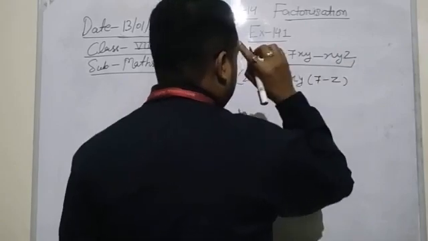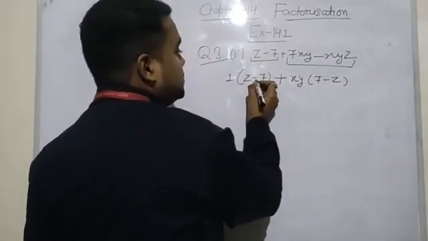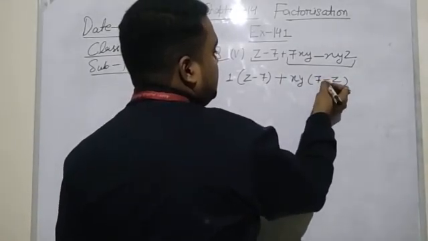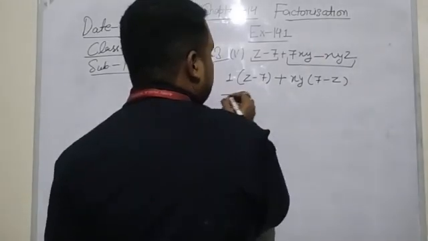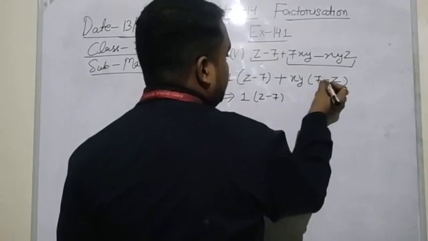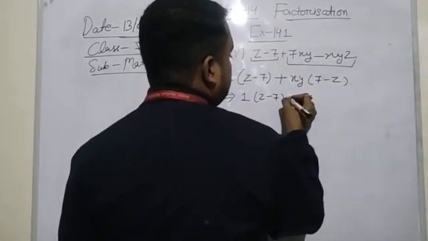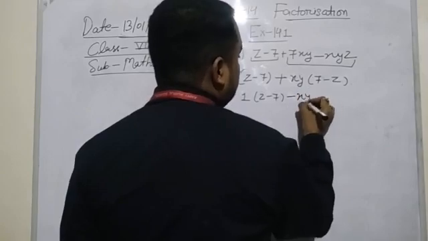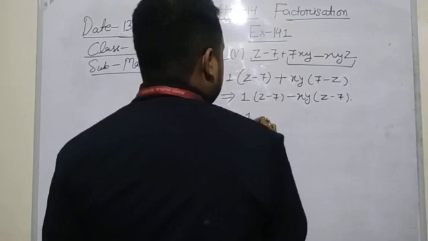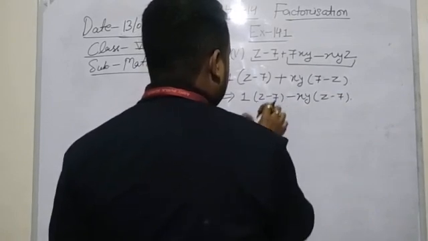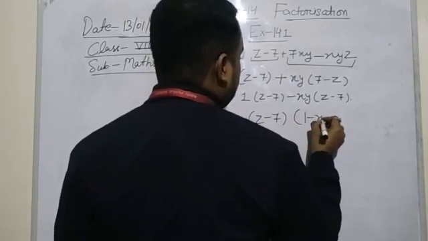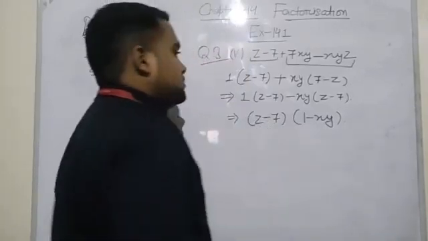7 minus z. So here you can see that z minus 7 is here 7 minus z, so we can take minus sign as common. So z minus 7, and when we take minus 1 common from these two terms, plus xy becomes minus xy and z minus 7. So z minus 7 and in the other bracket 1 minus xy. Note down.